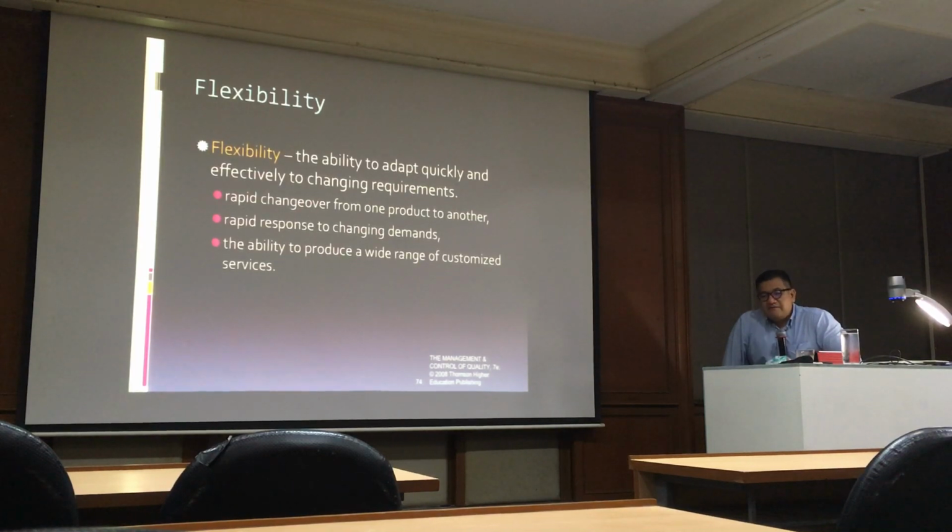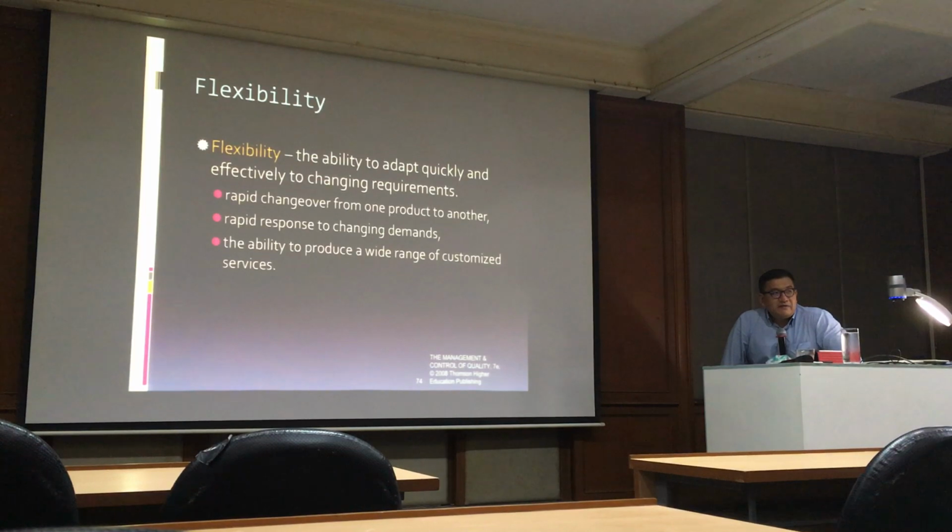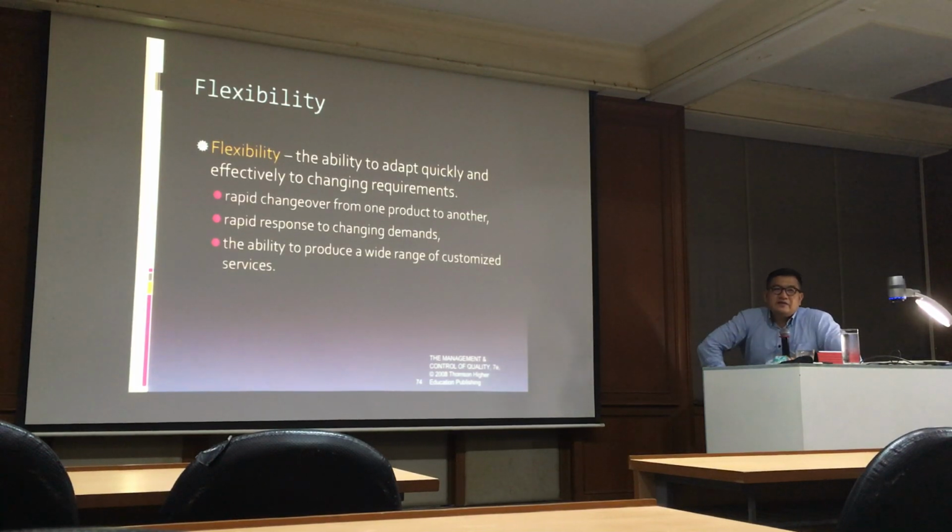So we prefer to have very close or very similar products produced close together, in the right next sequence, in order to save setting up time.